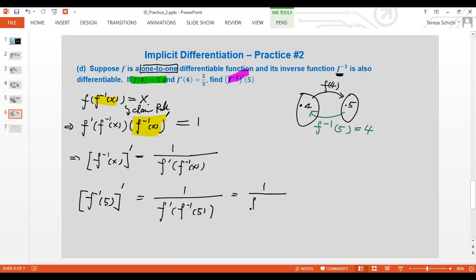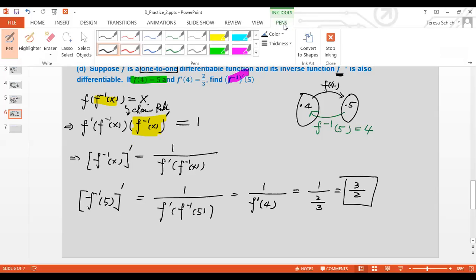It's 4. So this becomes f prime of 4. They tell us f prime of 4 is 2/3. So it's 1 over 2/3. So what is the answer here? It's 3/2. Okay? So this is a very, very important formula.